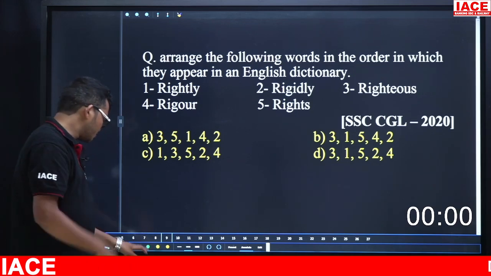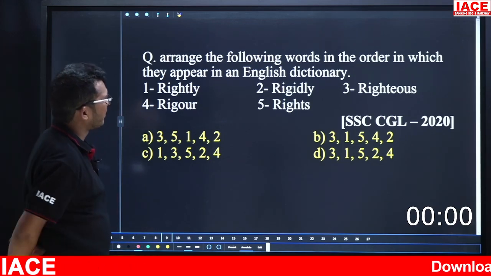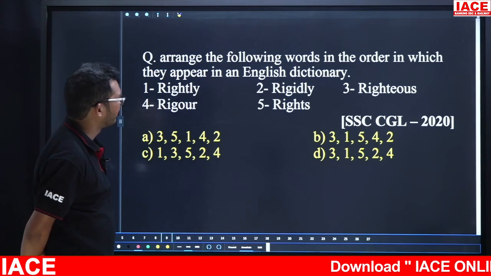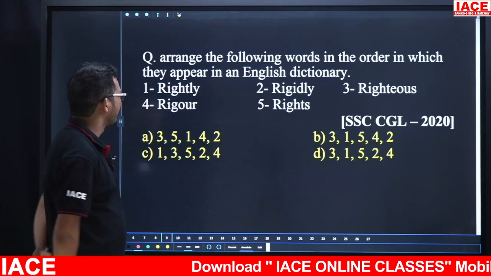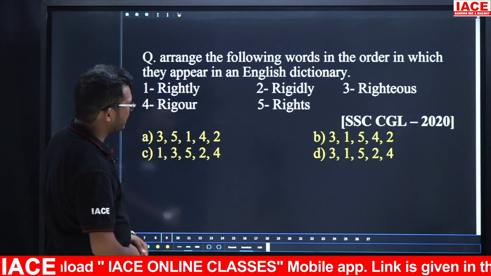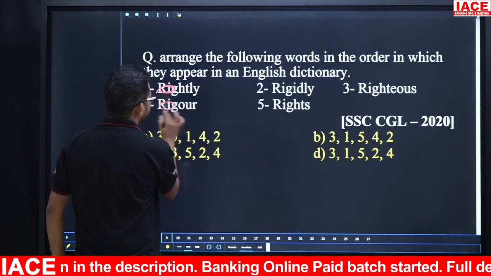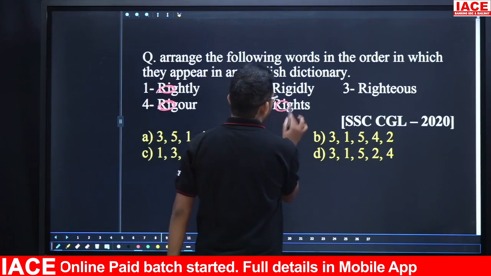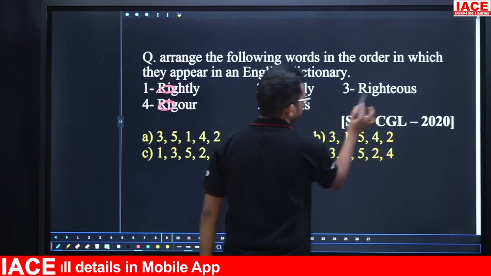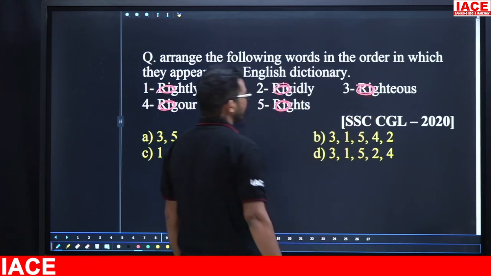Time up. So the given question is: arrange the following words in the order in which they appear in the English dictionary. Friends, if you observe here, in each and every word the first 3 letters are the same. Here we have RIZ, here also RIZ, here RIZ, and here also RIZ. The first 3 letters are the same.